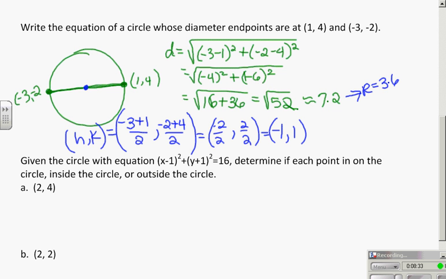So the equation of my circle is (x minus -1) quantity squared plus (y minus 1) quantity squared equal to 3.6 squared. Clean it up. (x plus 1) quantity squared plus (y minus 1) quantity squared is equal to 12.96.